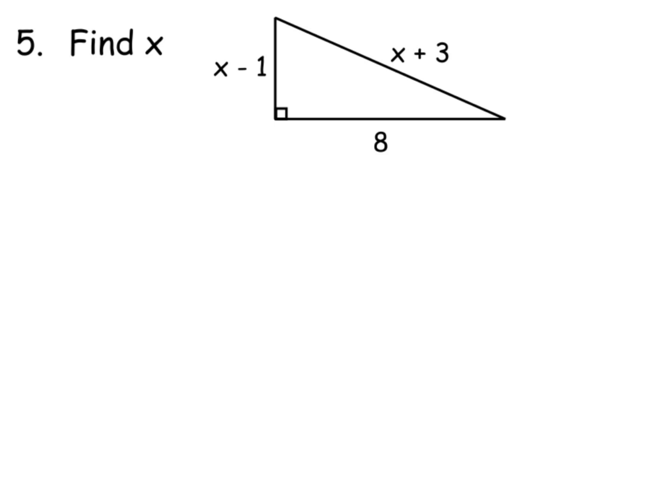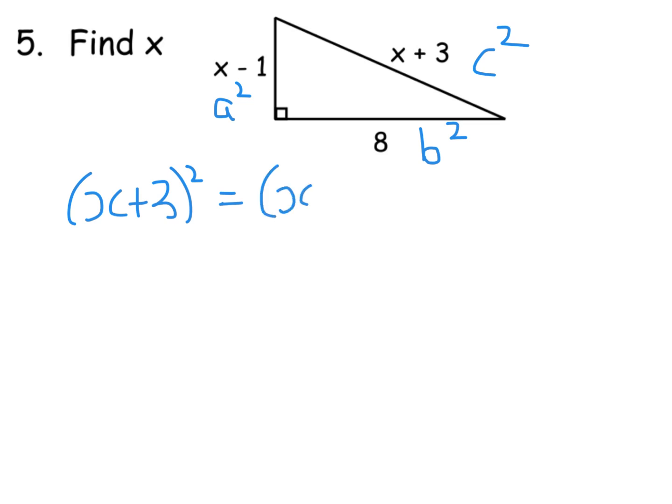This one here, we have a right angle triangle and we're asked to find x. So how do we find x? Well, right angle triangles involve Pythagoras. And good old Pythagoras said that c squared equals a squared plus b squared. So that's how we're going to start this question. But we're going to write it as x plus 3 for our c, all squared. We're going to write it as x minus 1, all squared for our a, plus 8 squared.